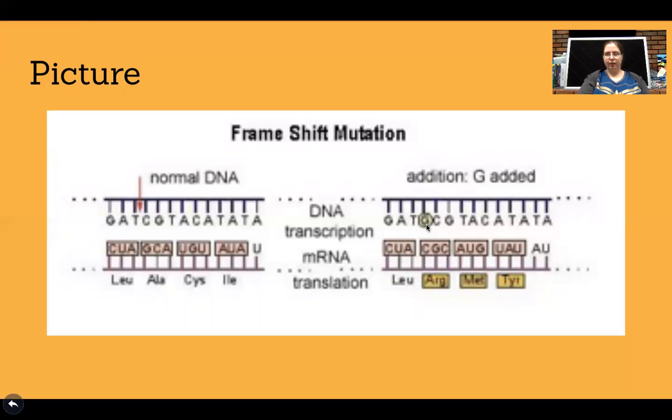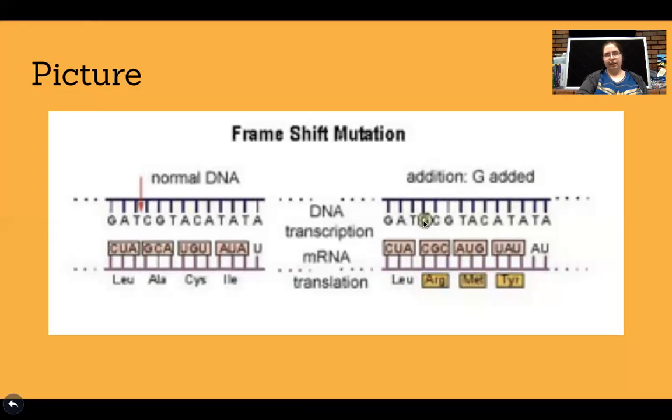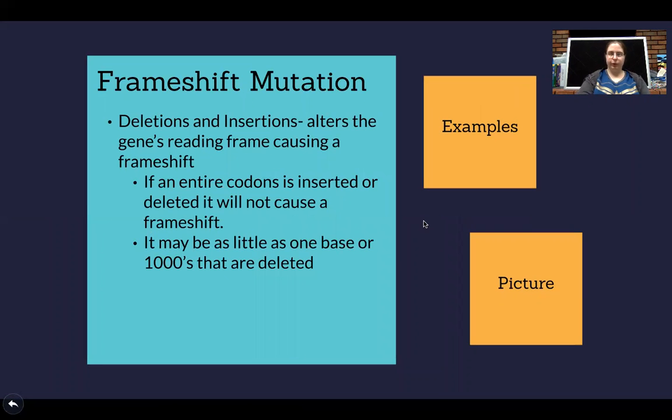But here we have an addition of a guanine between the T and the C. Remember, they used to be next to each other right here. Well, now that pushes all of these back. So instead of GAT, okay, we still have that. Next one should be CGT. Well, because of that G being inserted, it's no longer CGT, it is GCG. Then the next codon is TAC. Then the next codon is ATA. And now we have a T and an A hanging off the end. So it still gives us leucine in the front, but then we get arginine, methionine, tyrosine. You can see how that one insertion pushes all the bases back, which is going to cause all the codons to shift, which means that we're going to have changes in all the amino acids after that point.